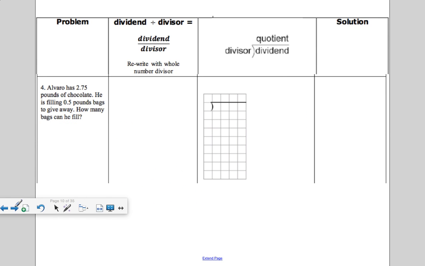And last but not least, Mr. Alvaro has 2 7/10 pounds of chocolate. He is filling little baggies, filling 0.5 pound bags. How many bags can you fill? So each bag you put 0.5, 0.5, 0.5, 0.5. We could keep on adding until we eventually reach 2 7/10.